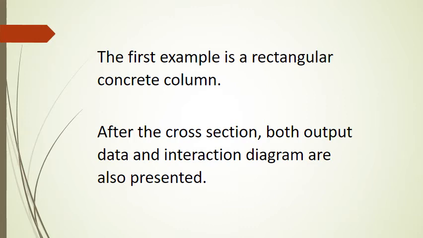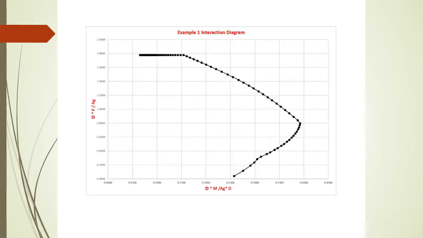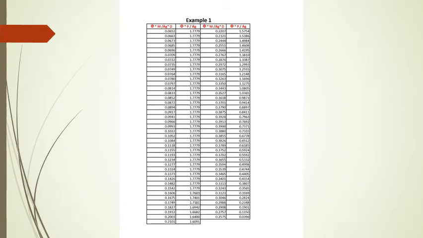After the cross-section, both output data and interaction diagram are also presented. The interaction diagram of this example is very close to the published ACI interaction diagram. Cross-section. Interaction diagram. Output data.